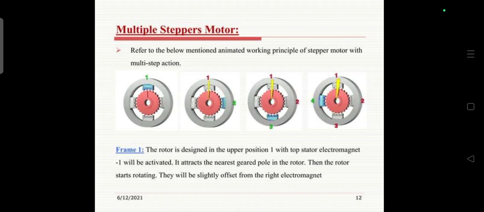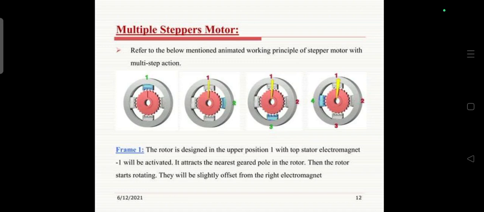Then the second one is multi-step stepper motors. Refer to the below animated working principle of a stepper motor with multi-step action. So this is frame 1. The coil in the upper portion, top stator electromagnet 1, will be activated. It attracts the nearest geared pole in the rotor. Then the rotor starts rotating, slightly offset from the right electromagnet.